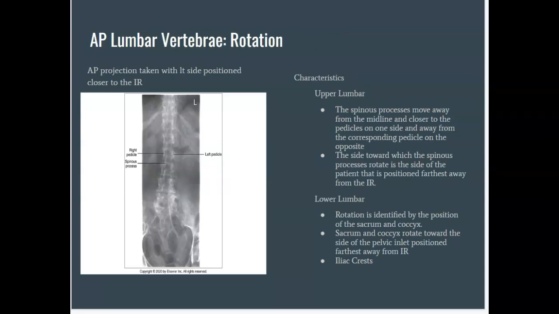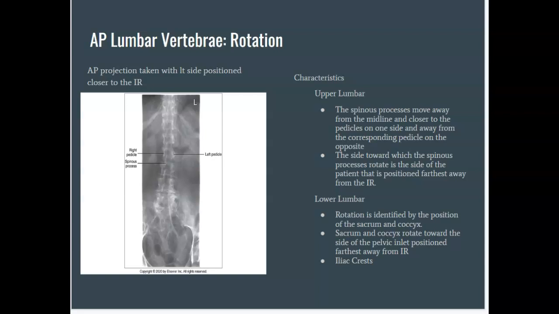So let's talk about rotation and how to identify it in an AP projection of the L-spine. With rotation, the spinous processes tend to move away from the midline of the spinal column and closer to the pedicles on one side and away from the corresponding pedicles on the opposite side. This results in a difference in distances between the spinous processes and the pedicles, where they should be equidistant in a true AP projection.